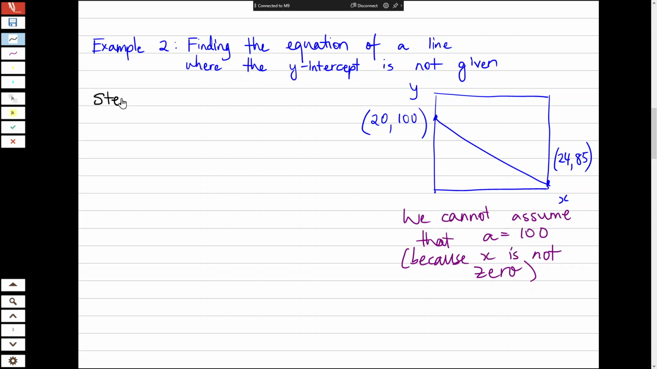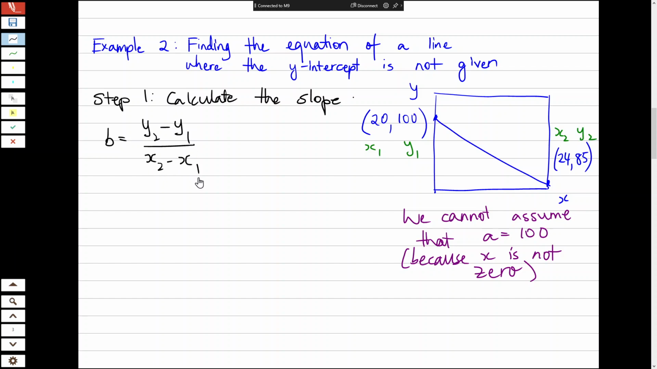So here, step 1 is to calculate the slope. Again, if it helps, label the information x1, y1, x2, y2. And our formula for the slope is y2 minus y1 divided by x2 minus x1. As you're looking at this picture, you should see that as x increases, y decreases. So I'm expecting to get a negative number when I finish this calculation.